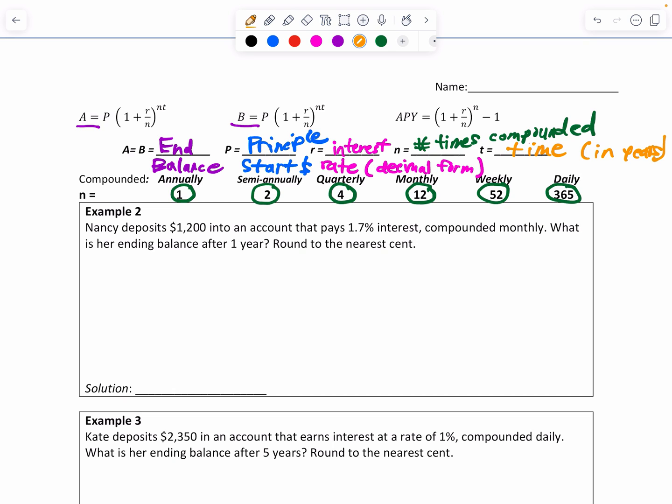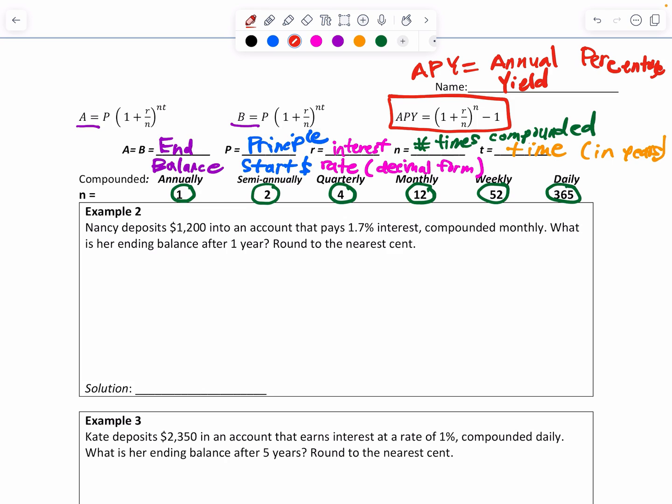Okay, and then APY, that one's a little bit different. APY is not for when we're looking for our ending balance. APY, remember, is when we are looking for our annual percentage yield. Okay, let's look at our first example with the formulas.